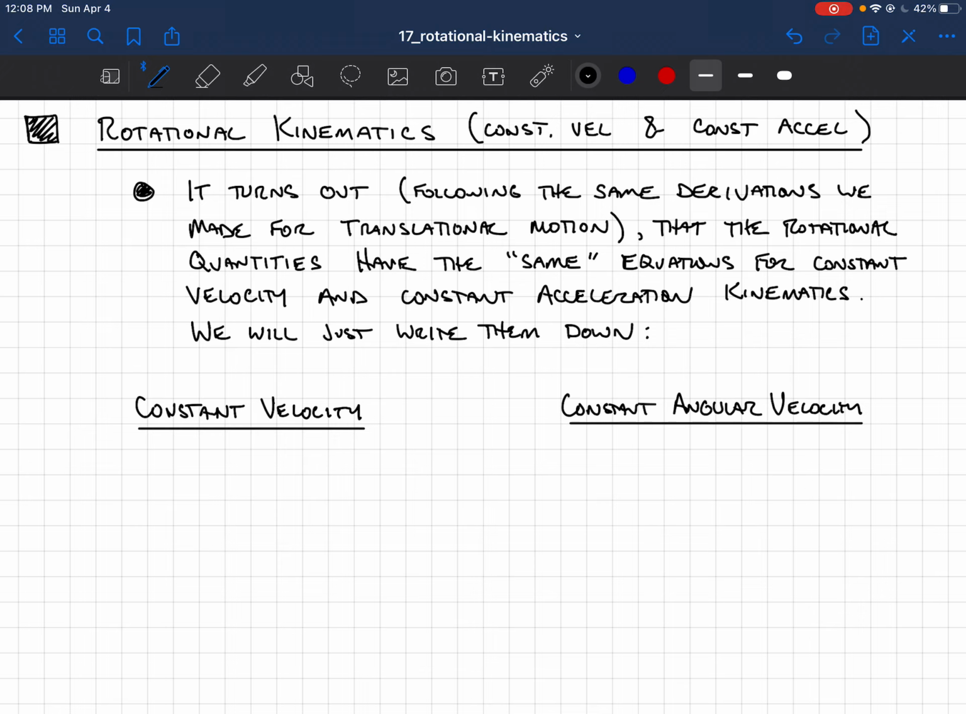So if we look at constant velocity, that was that the velocity in the x direction was just equal to a constant. So the velocity in the x direction of a car was just equal to its velocity at its initial moment in time, v0x. And what did that imply? It implied that the position of the object was equal to the initial position plus that velocity times time. So what does that mean for constant angular velocity?